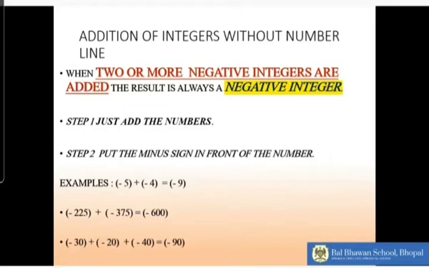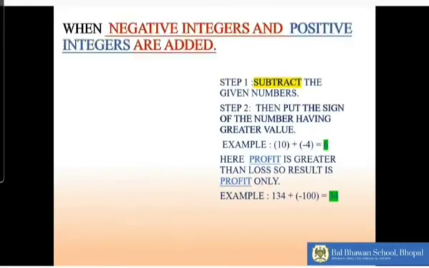In the third example, I have three negative numbers. Again, I'm going to add 30 plus 20, that will give me 50. And that I'm going to add to 40, which is going to give me 90. Since all the three numbers are negative, my answer will also be negative. So I need to remember this, that whenever I have two or more negative integers, my answer will always be negative only while doing the addition.